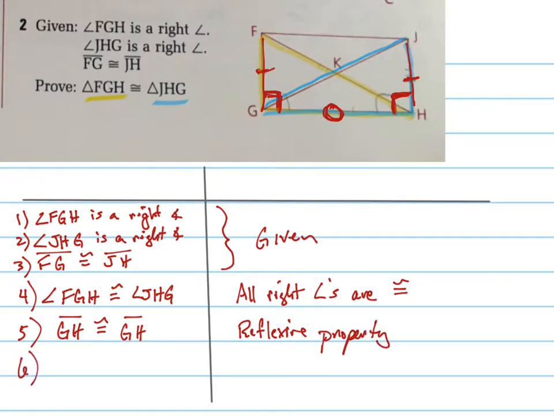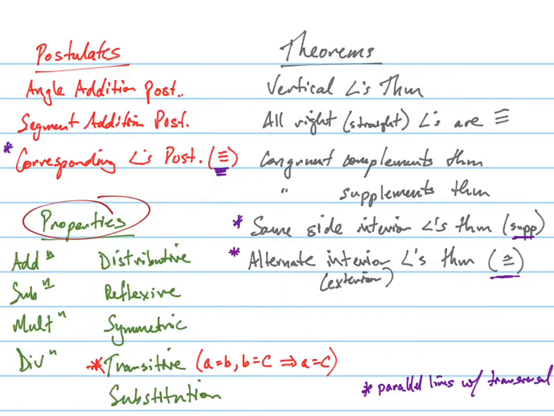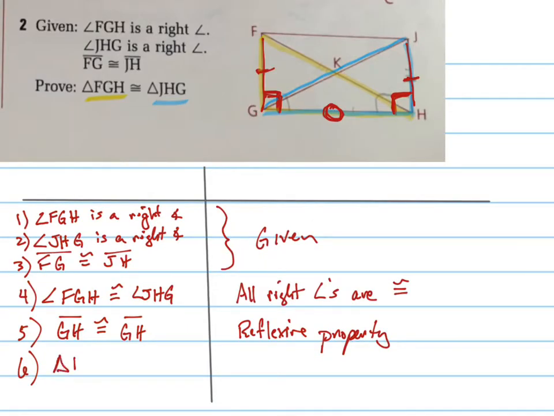And number 6, now what am I going to say? Now, notice these properties, I don't have the triangle congruence theorems here, but that would be the next thing that I could write down here. The triangle congruencies, those are like side, side, side, side, angle, side. And which one do I have? I have FGH is congruent to JHG because side, angle, side. And we're done.